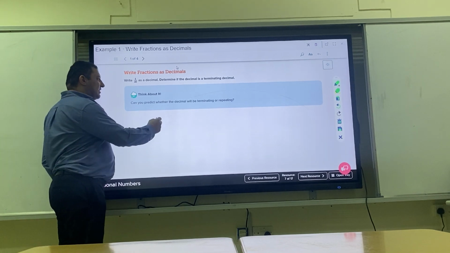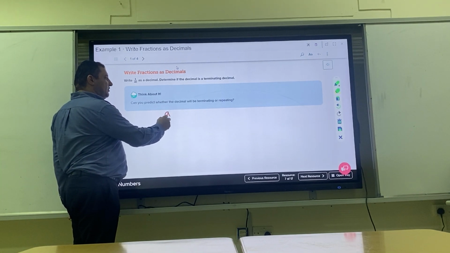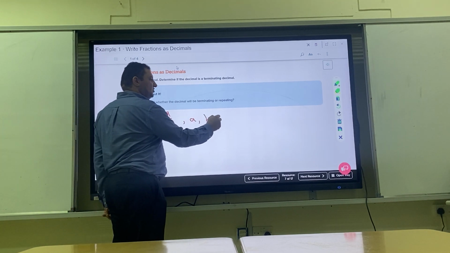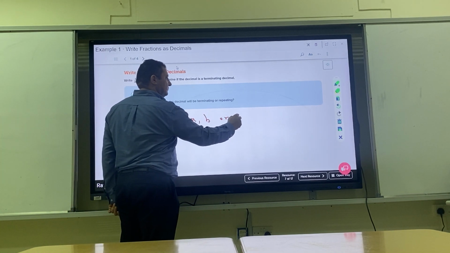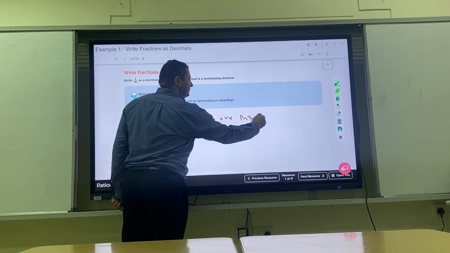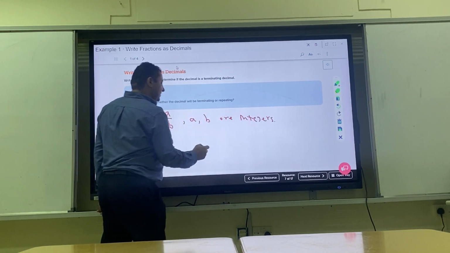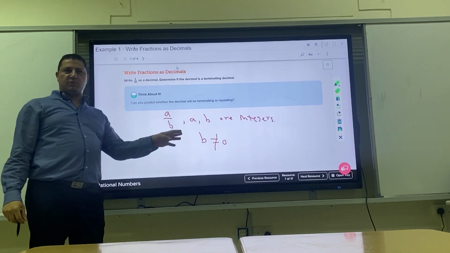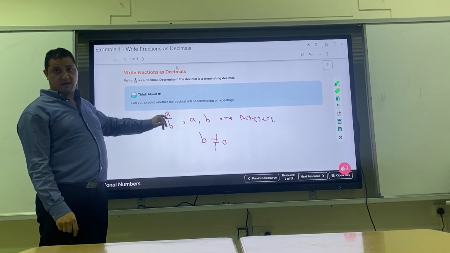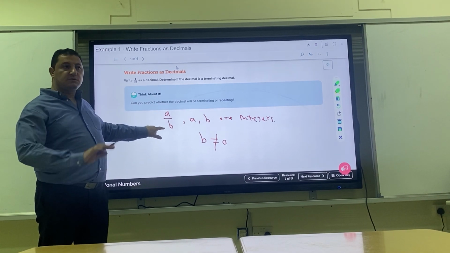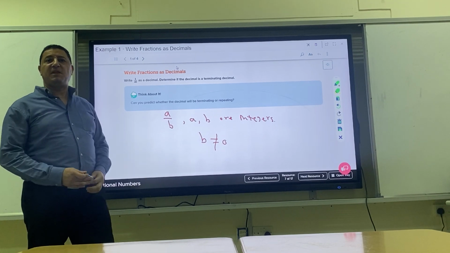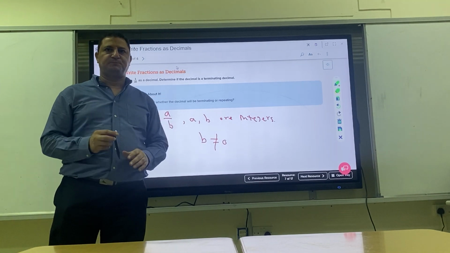The rational numbers are any numbers that can be written as a over b, where a and b are integers, and b does not equal 0. So any numbers can be substituted for a and b, where b is not 0, then it's a rational number. Why is b not 0? Simply because we cannot divide by 0.